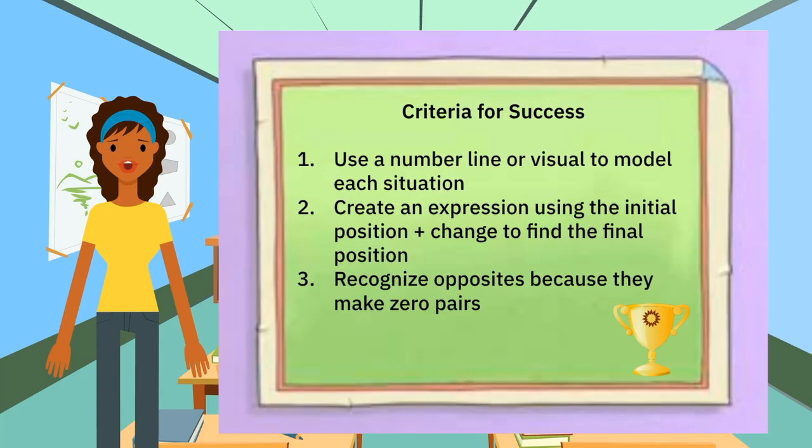And our success criteria. This means demonstrating that we can use a number line or any visual to model a situation, creating an expression, and recognizing opposites that make zero pairs. Let's jump into today's lesson.